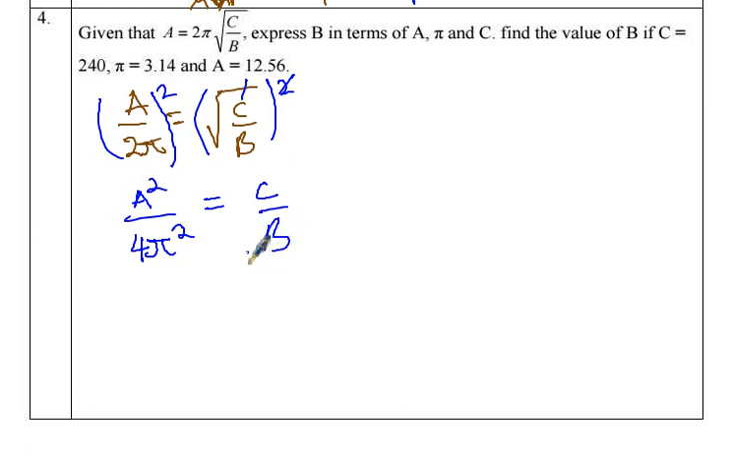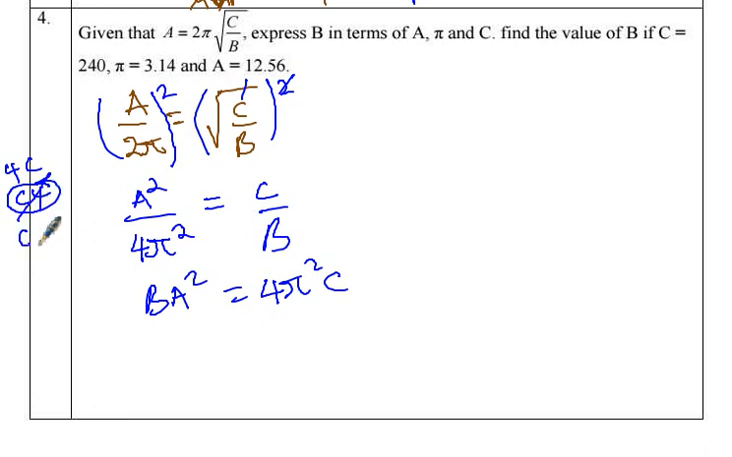Now that our b is in the denominator, we need to move it up, and then we need to cross multiply. So that means I can write b a squared is equal to, when I multiply this by this, 4 pi squared c. Please, we can't write c 4 pi squared. We start with the numbers, and then the letter comes last. So if I want to say 4c, I write it like this, and not this. This is not okay, unless you have c times 4, but you can't write c4 like that.